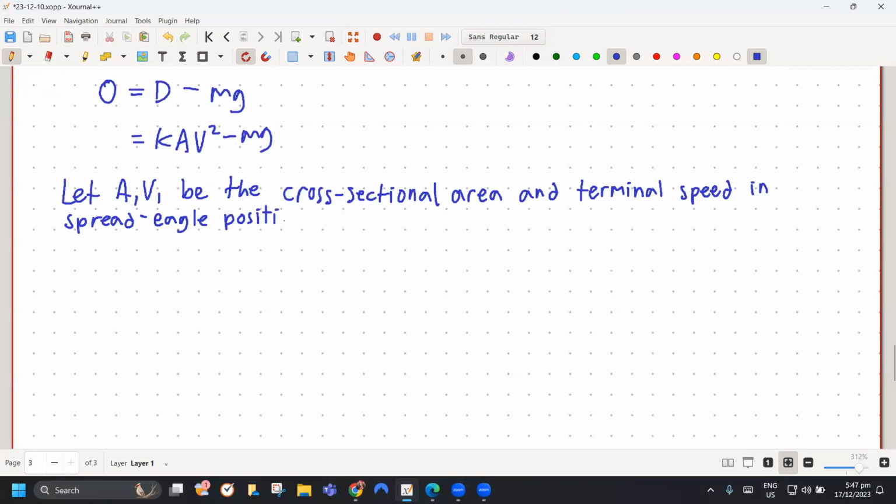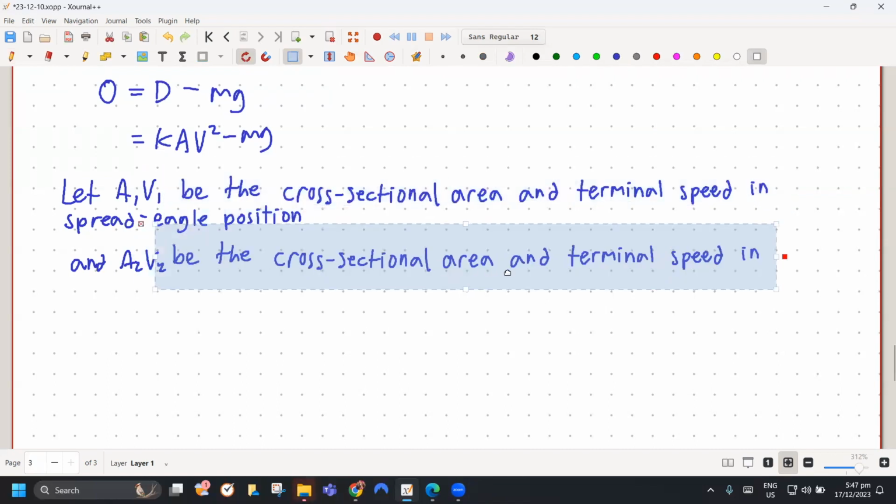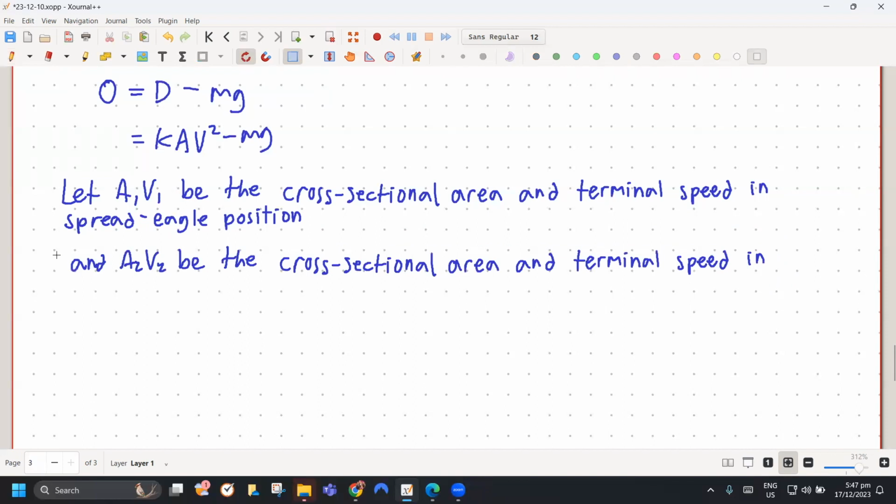So that's the maximum drag. Okay, and then let A2 and V2 be the cross-sectional area and terminal speed in, what do you call this? In nosedive. So A2 and V2 are the respective values for the nosedive position.